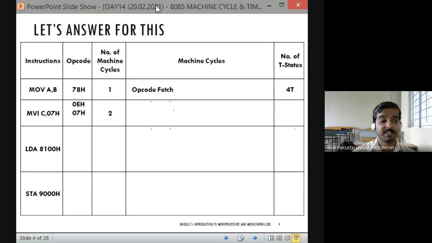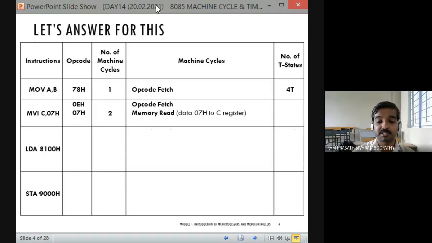Opcode fetch machine cycle. That means 3E, that is the opcode. To fetch that, it takes 1 machine cycle. Opcode fetch machine cycle, fine. Then to get the data 07 from the immediate memory location to the accumulator, it has to do a memory read operation. Fine. So it takes 2 machine cycles.